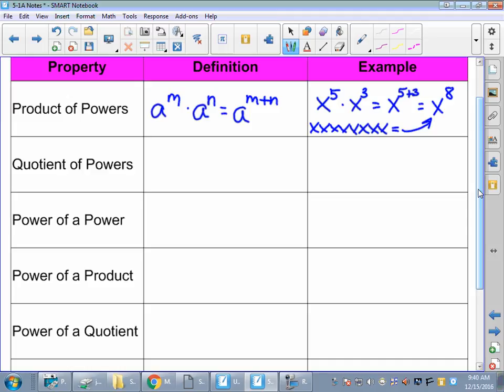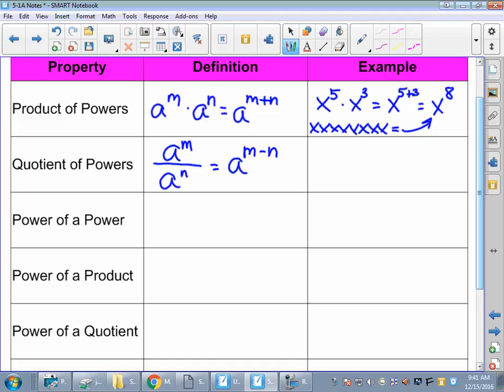Quotient of powers, if I have a to the mth, and I'm dividing by a to the nth, a represents the same number. It can be a 5, it can be an x. So as long as you have the same base on top as you do on the bottom, you can subtract the exponents. Since quotient means divide, division is the inverse of multiplication, so we're going to subtract the exponents rather than add them.